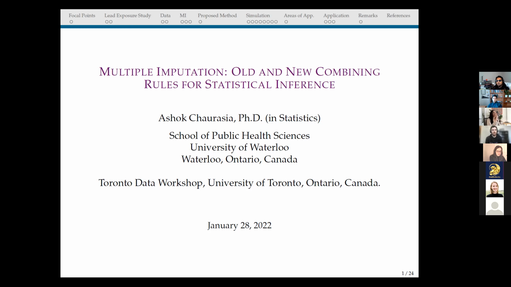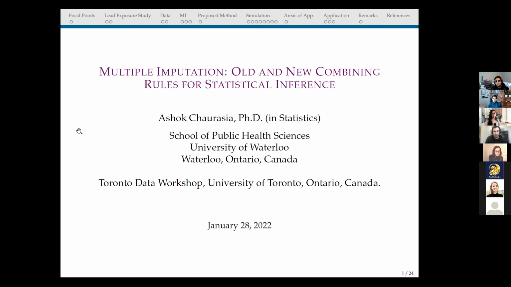So in the talk, I will sneak in what are the traditional methods of performing multiple imputation. Then I'll mention how they're limited. And through those limitations, I'll talk about my proposed methodology that is in a forthcoming paper. So my name is Ashok Chaurasia. I'm a PhD in statistics, and I'm an assistant professor in the School of Public Health Sciences at the University of Waterloo. And again, thank you for inviting me for this talk.